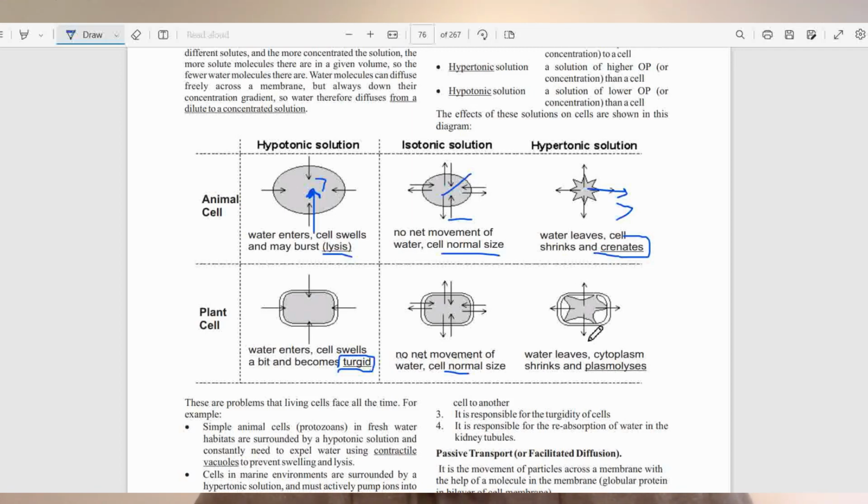But there's a difference in plant cell. Because of the cell wall again, water would move, it will pull the cytoplasm apart in a way that it shrinks the cytoplasm. But because of the cell wall again, you don't have that kind of shrinkage that you have in the animal cell. So this is called plasmolysis.